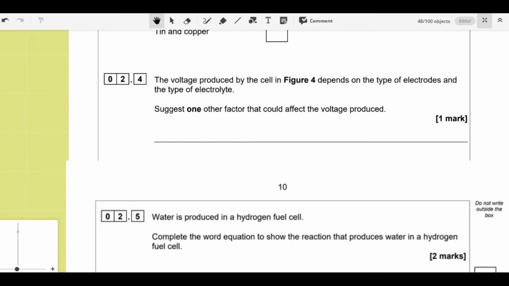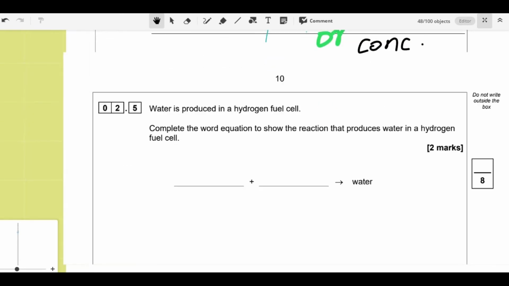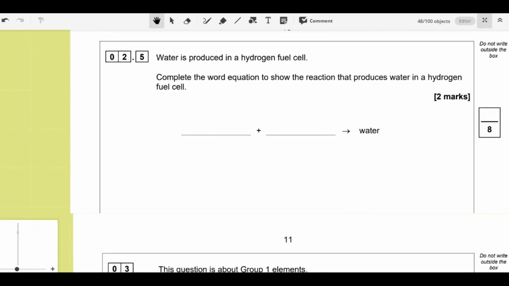Next is 2.4. The voltage produced by the cell in figure 4 depends on the type of electrode and the type of electrolyte. Suggest one other factor that could affect the voltage produced. So there are two factors, but you can write any one. It would be temperature or concentration, okay, temperature or concentration of the electrolyte or solution.